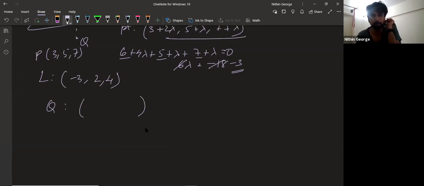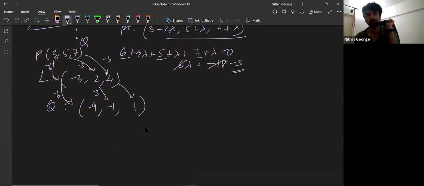L is the midpoint of P and Q. So from 3 to minus 3, you traveled minus 6 units. So from here, you'll go minus 6 again to reach minus 9. From 5 to 2, you went minus 3. From 2 you have to go another minus 3, so that will come to minus 1. From 7 to 4, you went minus 3. So from here you go another minus 3 and get 1. You get your answer as minus 9, minus 1, 1.